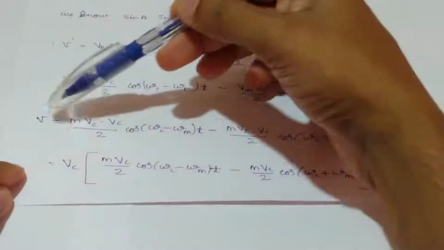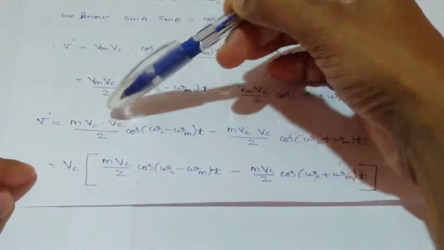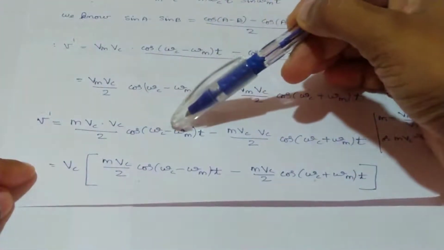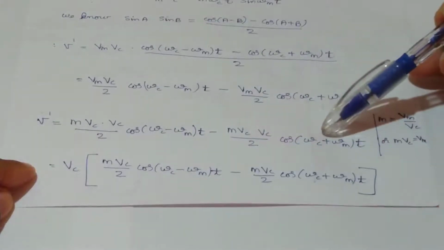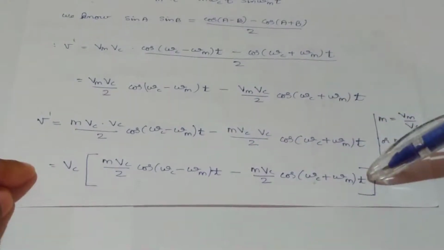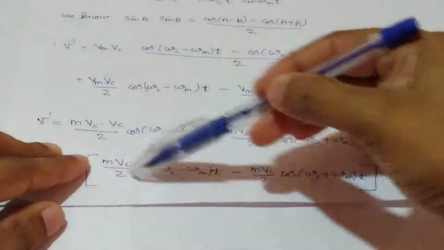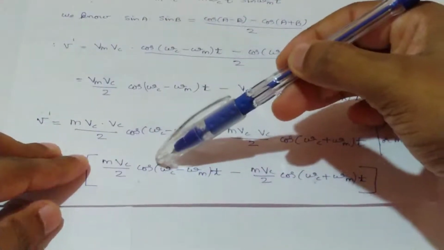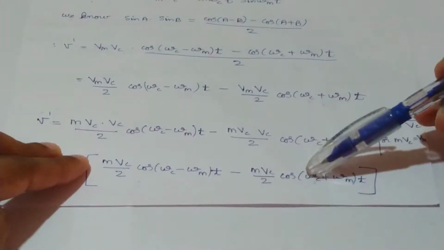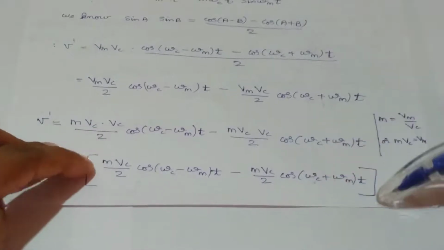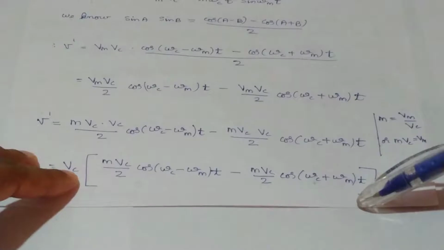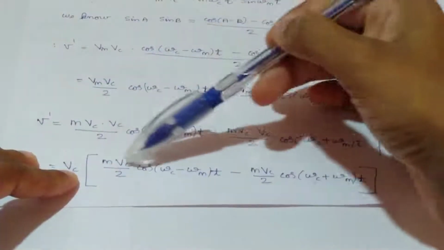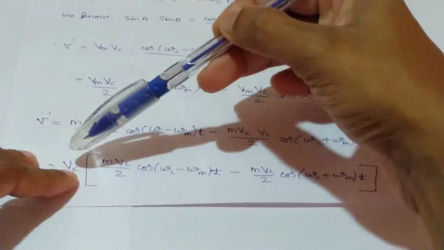and we can write this as V dash is equal to Vc into [m Vc by 2 cos(omega c minus omega m) into t minus m Vc by 2 cos(omega c plus omega m) into t]. So when we consider this portion, this is our lower sideband component and this is our upper sideband component. Then these lower sideband and upper sideband component terms are multiplied by this Vc. So it is just like these terms are multiplied by a gain term.